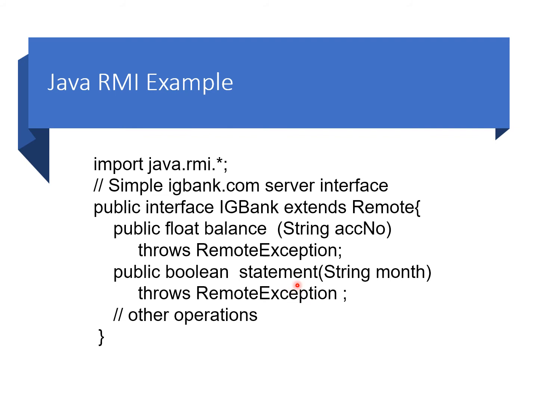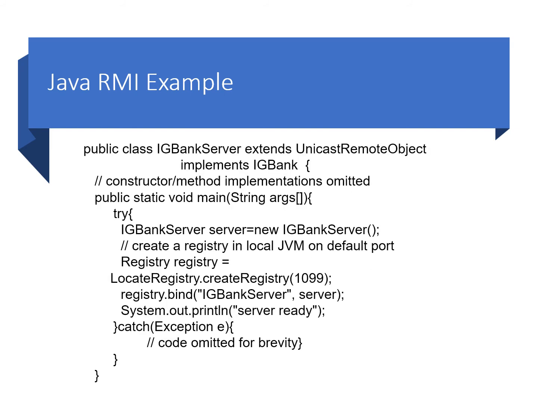Remote exceptions can occur when there's a network failure between the client and the server, or the server has crashed and is unavailable. To instantiate our server object, we must provide a class that implements our interface, as you can see on the slide here. The basic ingredients of this are shown on the slide.